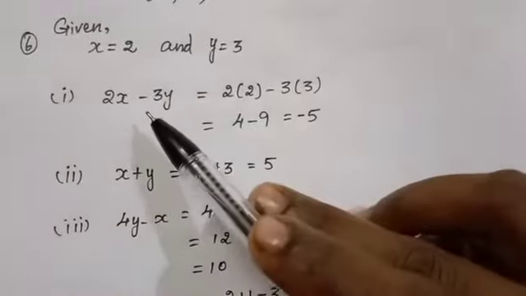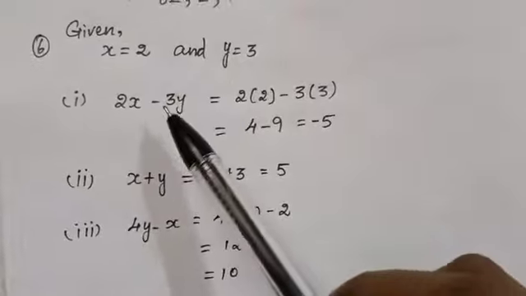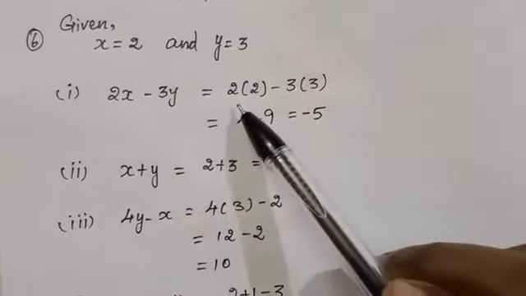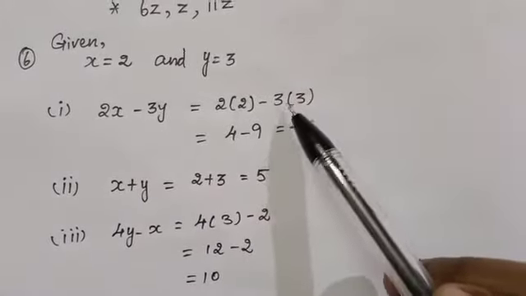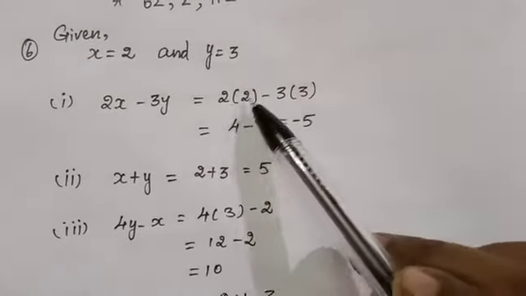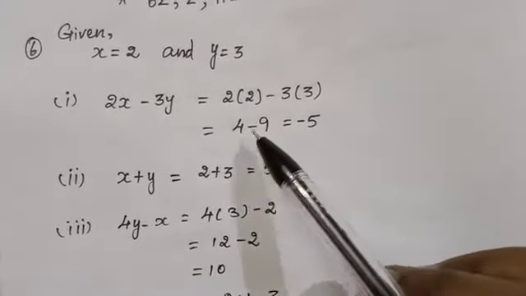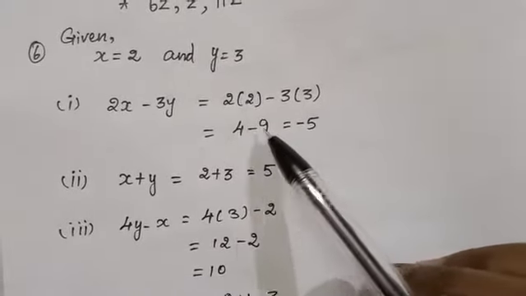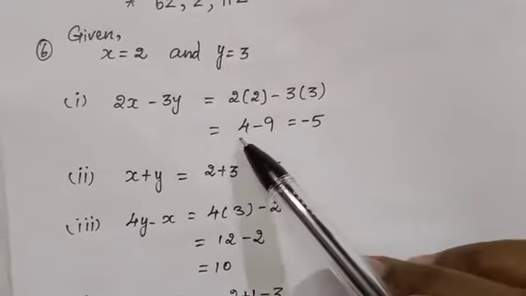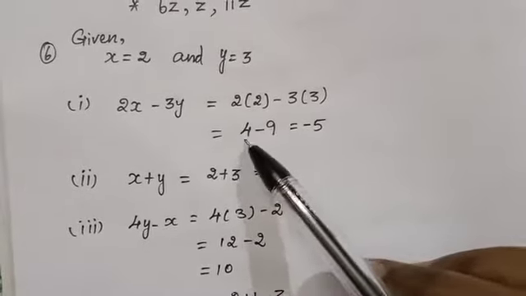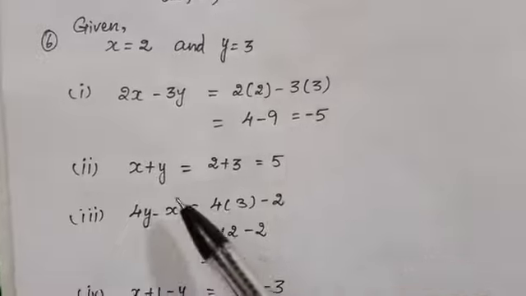For the first problem, first write: given x is equal to 2, y equal to 3. First problem, 2x minus 3y. That is equal to 2 into the x value 2, minus 3 into the y value 3. 2 twos are 4, 3 threes are 9. Here you have minus 4 minus 9. These two have different signs, so subtract the smaller number from the greater number. That is 9 minus 4 is 5. The greater number's sign is minus, so minus 5.